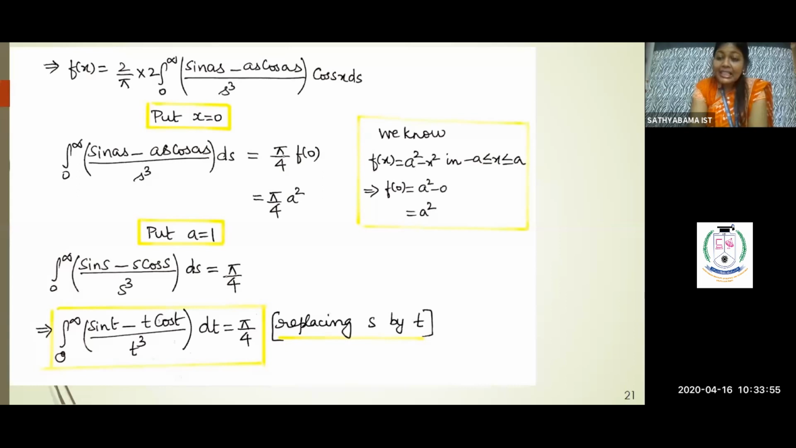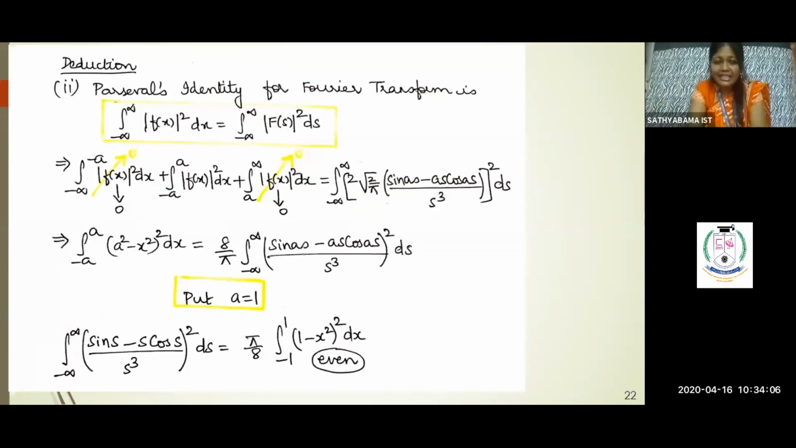Now the second deduction has the same integral whole square. I have to find the whole square. So which one gives you f of s square? Parseval's identity. So for the second deduction, I've gone for Parseval's identity, and I've written the statement. Left hand side, how should you write it? Minus infinity to plus infinity as minus infinity to minus a, plus minus a to plus a, plus a to infinity. And the first and the third integrals become zero because f of x is zero there.